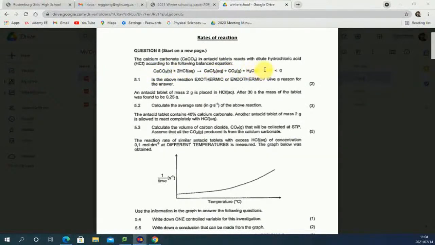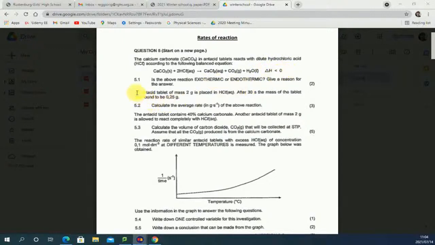So in this case, when calcium carbonate and hydrochloric acid react, it forms calcium chloride, carbon dioxide and water, and delta H is negative. In other words, energy is given off during the reaction, which means it's an exothermic reaction. So if the question is, is it exothermic or endothermic? It's exothermic. And why? The reason is because delta H is negative, energy is given off during the reaction.